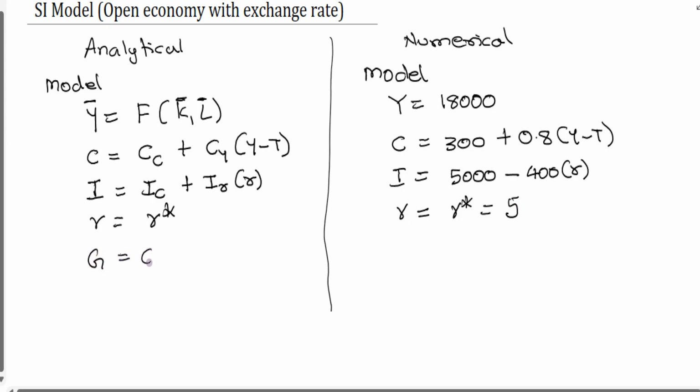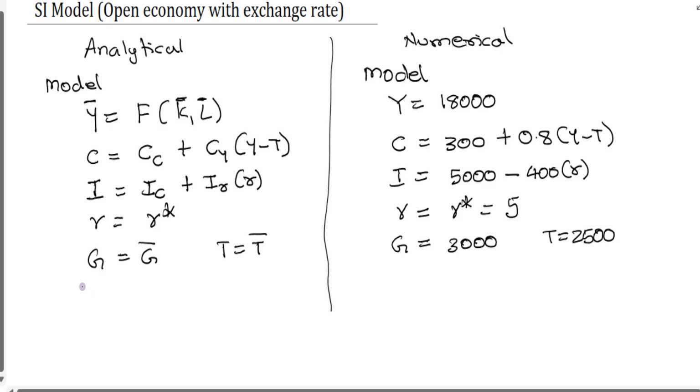Government is exogenous, so government spending is G equals G bar, and so are the taxes. So T is equal to T bar, and in numerical framework, let's assume G is going to be 3,000 and taxes is going to be 2,500.